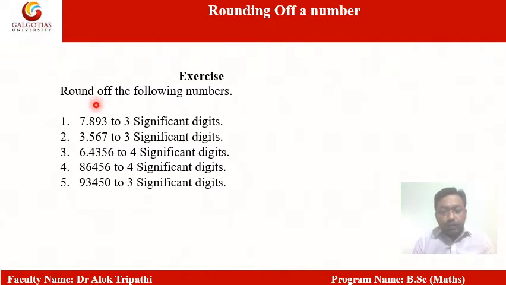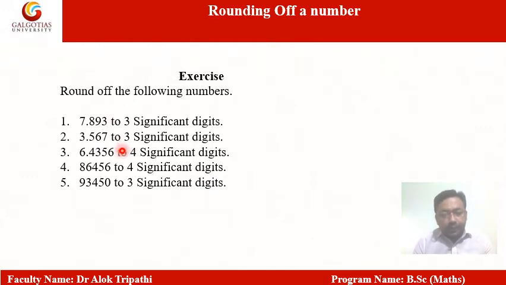So it is 7.893. These are 7.89, my 3 significant digits. Now I will check the n plus 1th place. What is it? It is the fourth place, and at the fourth place we are seeing 3, which is a number less than 5. Therefore, we will leave the third significant digit unchanged since it is a number less than 5. So after rounding off this number to 3 significant digits, we will have 7.89.